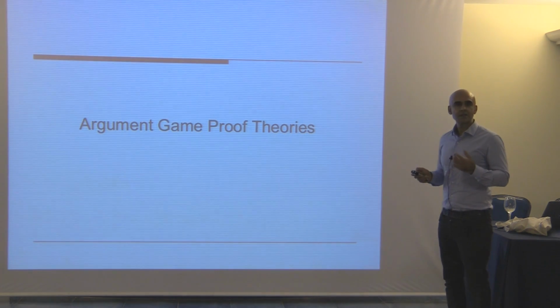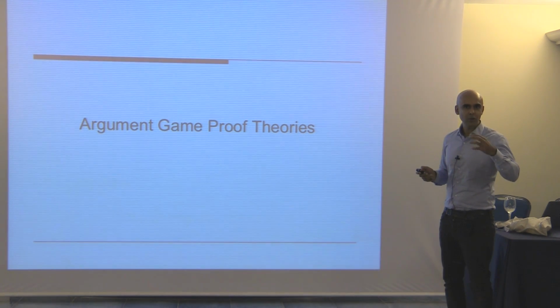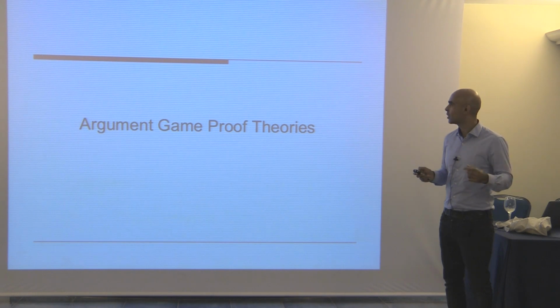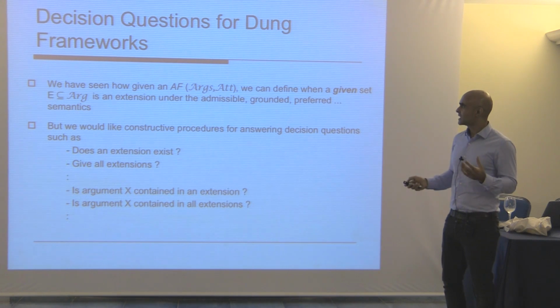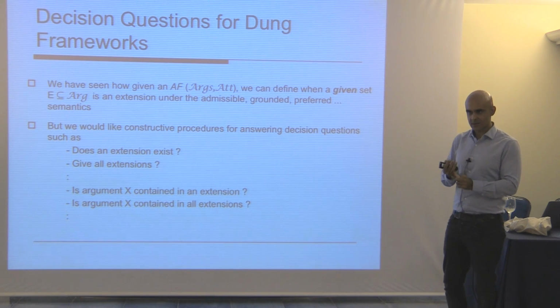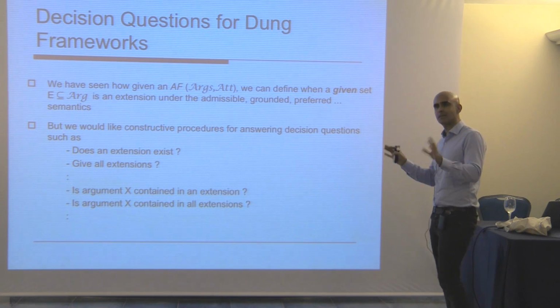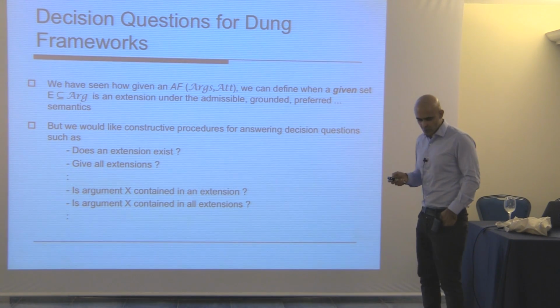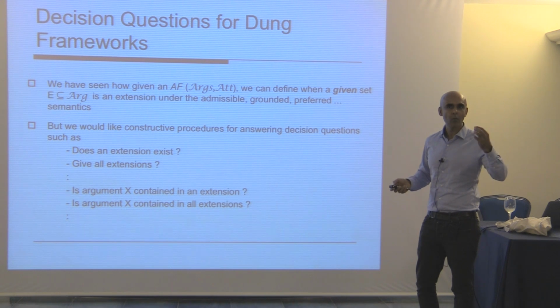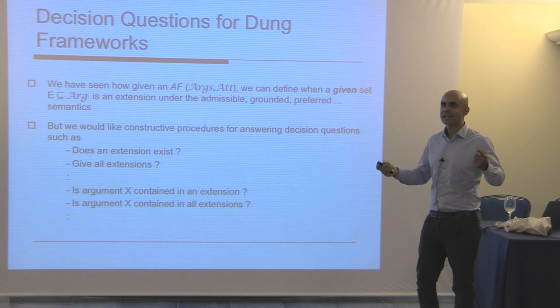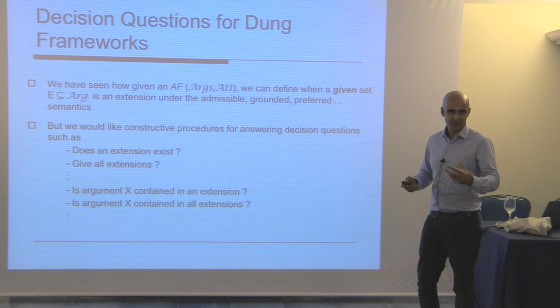So first, argument game proof theories, and then I'll show how you can generalize these to models of dialogue. So far, we've seen how, given an argumentation framework, we can define when a given set E, a subset of the arguments, is an extension under the admissible, grounded, and preferred semantics. There are many other semantics, but we'll stick with those. These are declarative conditions that identify what properties a set must satisfy to be a preferred extension, for example, that it's maximal complete, or for the grounded, the smallest complete extension.